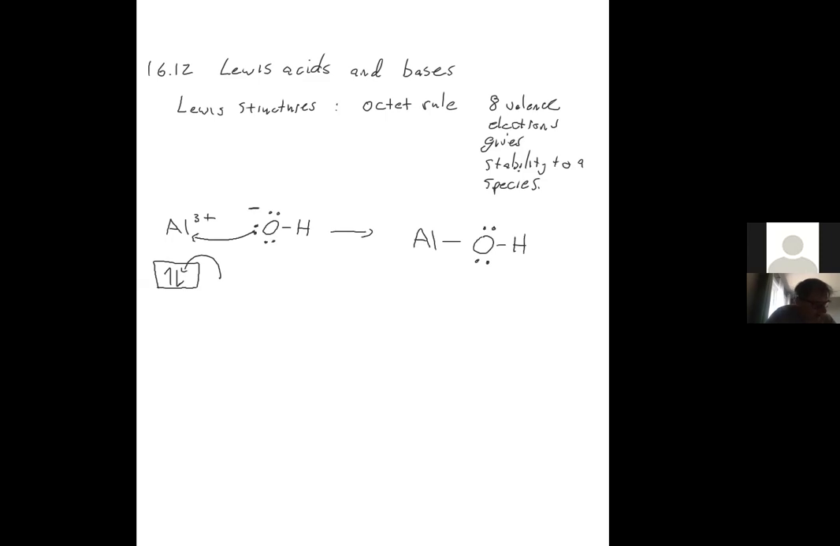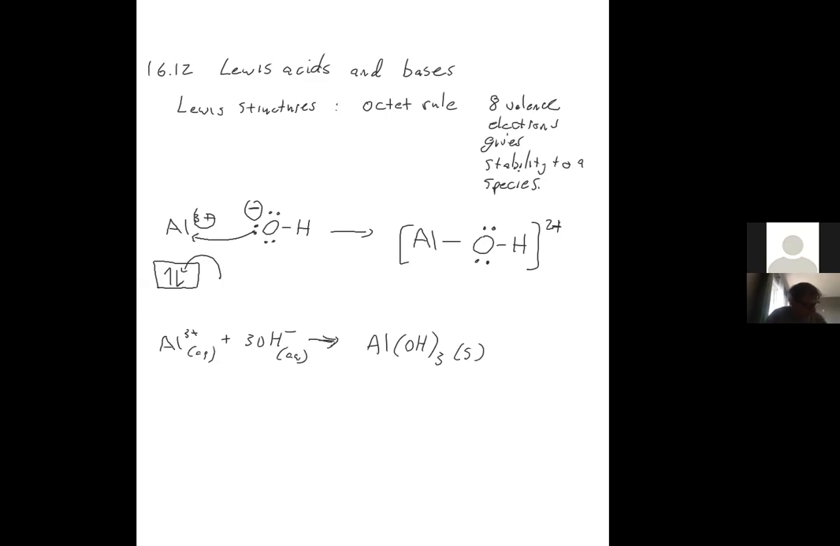Okay. And overall, what would we expect the charge to be here? If this one's plus 3 and this one's minus 1, plus 3 and minus 1 would be plus 2. So overall, we would expect the whole thing to be positive 2. And what we can see is that aluminum will actually react with 3 hydroxides to form aluminum hydroxide. And this is a precipitate in water. It's not soluble in water.